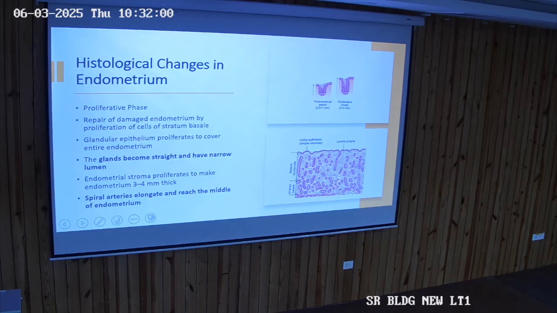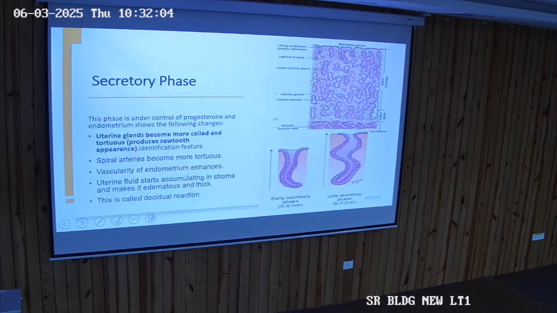Spiral arteries start elongating. Next, coming to the secretory phase, which is under the secretion of the progesterone. Now here you can appreciate this is the early secretory phase. The size of the simple tubular glands is increasing, it is going deep, and here they have increased so much in size that they have coiled. So now they are coiled tubular glands. They are simple tubular glands and they are coiled tubular glands.